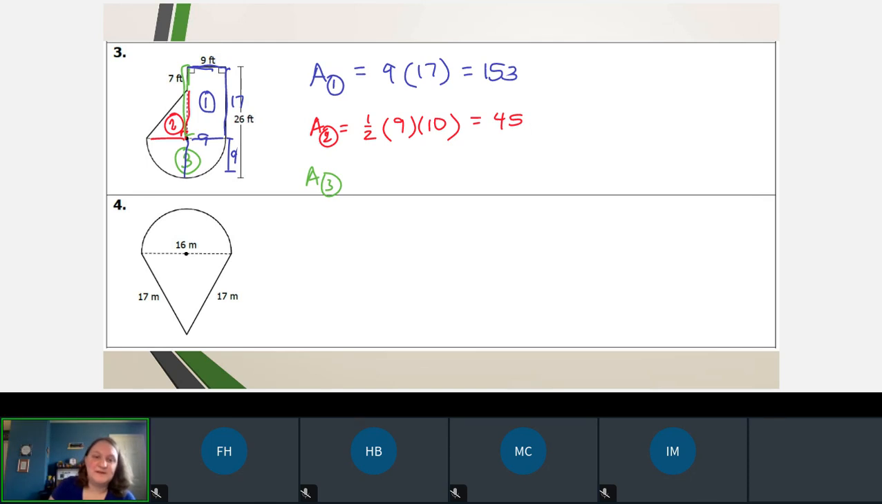And then we do the semicircle. There isn't a semicircle on your formula sheet. So how could we find the area of a semicircle? Can't break that up into triangles or squares. What do you think? How would you find the area of a semicircle? Half of the circle. Perfect.